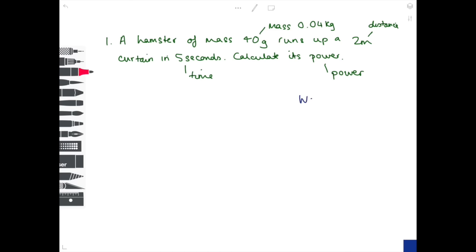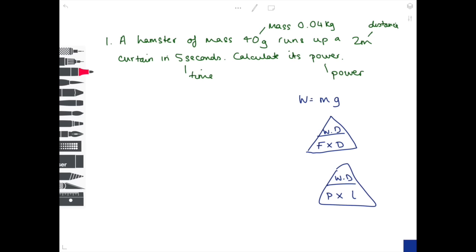First equation we need is weight equals mass times gravity. The next one we need is a formula triangle, which is work done equals force times distance. And the last one contains power, which after all is what we're after, which is work done is power times time. What is the common factor linking the two formula triangles? Well, it is work done. So we need to calculate work done first of all, which is force times distance. Unfortunately, we don't have the force, so we're going to have to work that out. And this relies on you remembering that force and weight have the same unit. So if we work out weight, then we can work out the force.